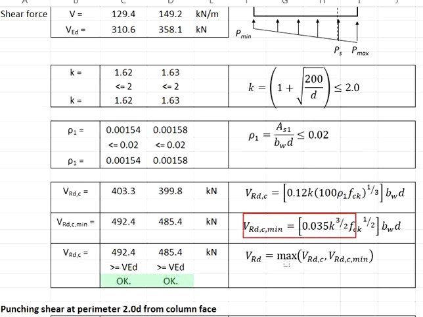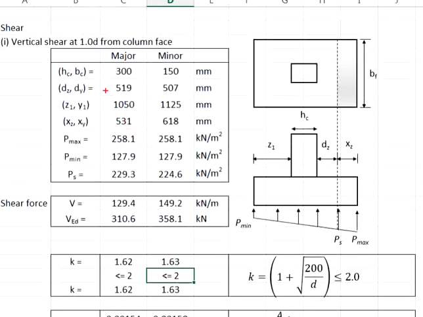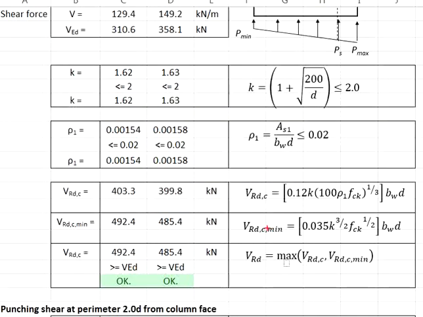And then we calculate the VRd,c minimum. Substitute the k into the equations. fck equals 30, the b is 2.4 meter, and then the effective depth. You get your VRd,c minimum equal to nearly 490 kilonewton. Compare the two values. The bigger value will be the resistance of the pad footing. Same goes for the minor axis.